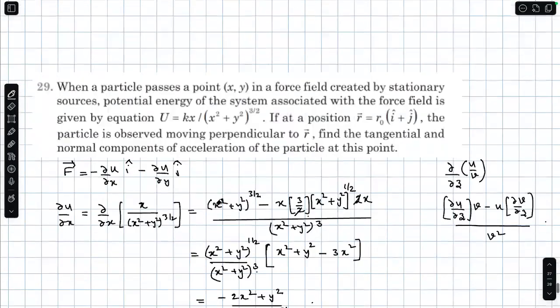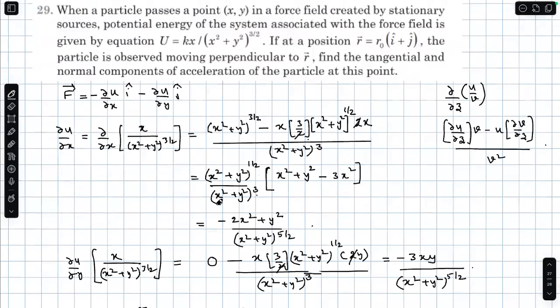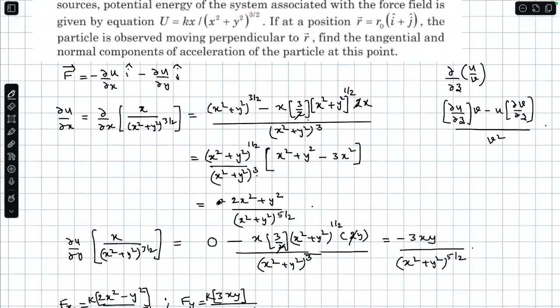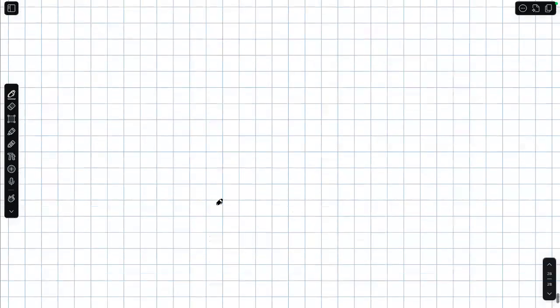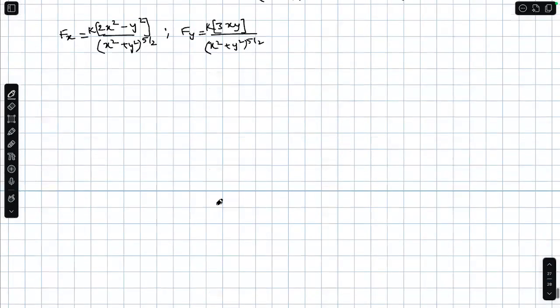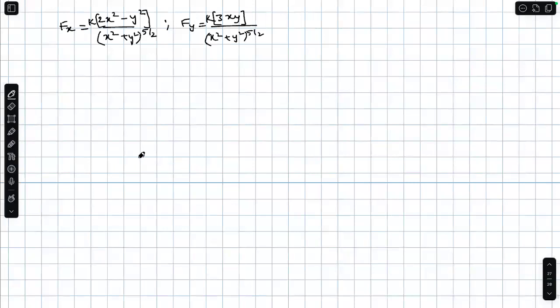I still not yet entered into the question. At a position r bar given, particle is observed moving perpendicular to r bar. Velocity is perpendicular to r bar. Find the tangential and normal components of the acceleration of the particle at this point. 3. I understood what you said. This is r0 r bar.